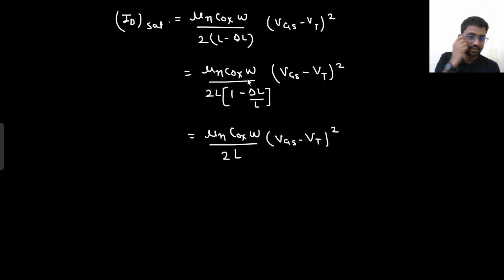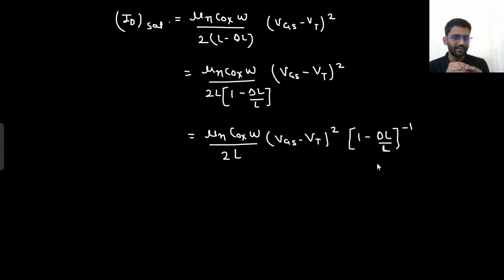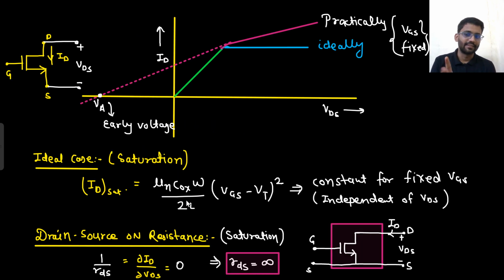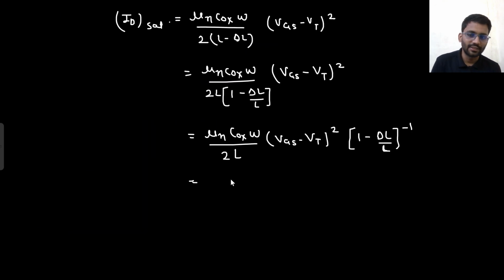What do I do with this 1 minus delta L by L? I can write it like this: 1 minus delta L by L inverse power. Are you agreeing with this point? Well and good. I can write it in this manner. Now what is this? This is ID sat in ideal case: mu n cox w by 2L VGS minus VT whole square. So this is ID sat in ideal case.